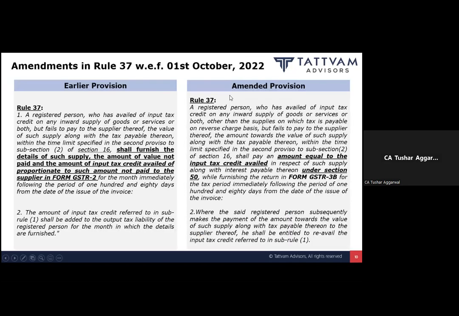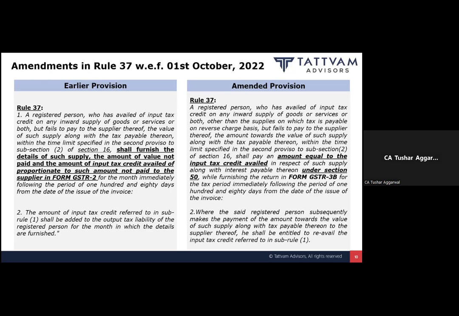Moving on to the relevant rule, Rule 37. Please note that Rule 37 has been amended effective 1st October 2022. So we will be discussing the rule which was prior to 1st October 2022, that is for the period 1st July 2017 till 30th September 2022. Thereafter, we will discuss the provision which is applicable effective 1st October 2022. So let's go to the pre-amended, earlier provision, which is effective till September 2022. And most of the disputes which we are facing are for the earlier provision.